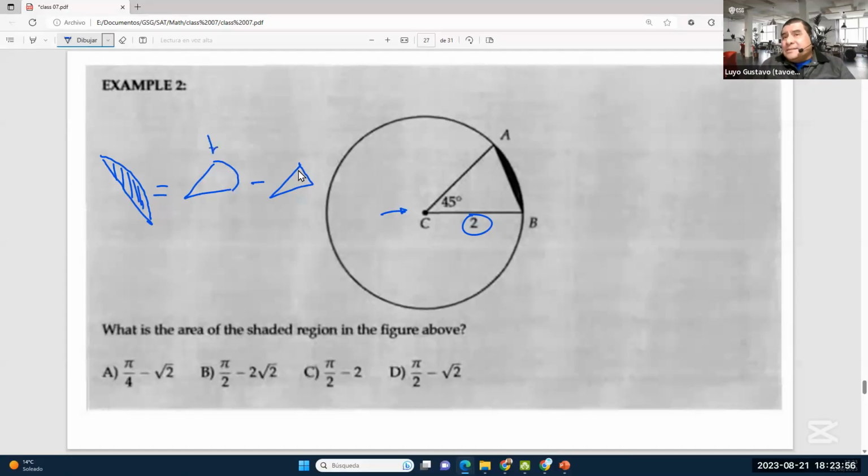What is this? This is a sector of a circle. We have a formula for that. And what is this? Well, this is a triangle, right? And it is an isosceles triangle, by the way. Why? Because this is also 2, because it's also a radius. So how can we solve this?